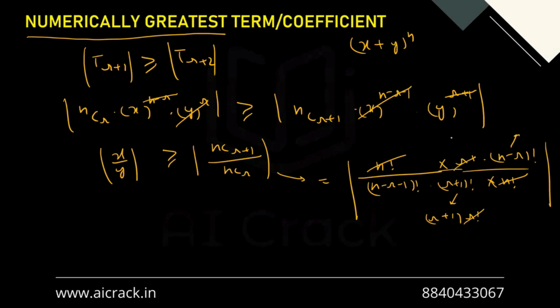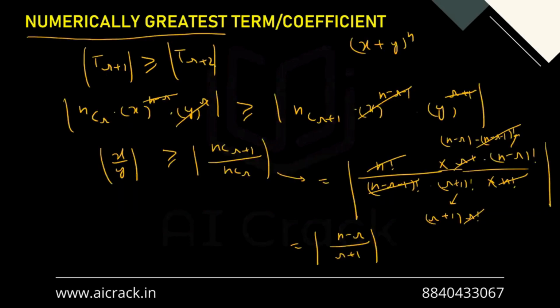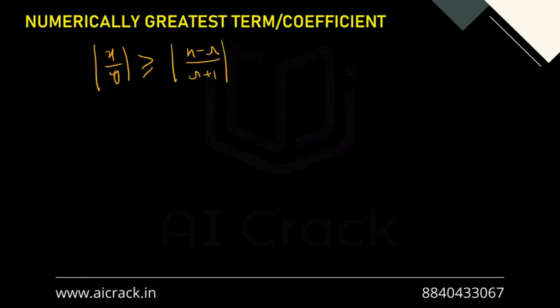And similarly, n minus r factorial can be written as n minus r multiplied by n minus r minus 1 factorial. So this n minus r minus 1 factorial gets cancelled out. So basically, this looks a little messy, but we are left with n minus r divided by r plus 1, modulus. So basically we have got the expression modulus of x by y greater than or equal to modulus of n minus r divided by r plus 1. Now one thing to understand, when we defined nCr, we know that n is always greater than or equal to r. So this term is always positive or maybe 0, right?